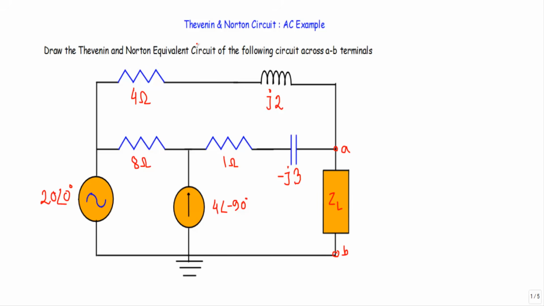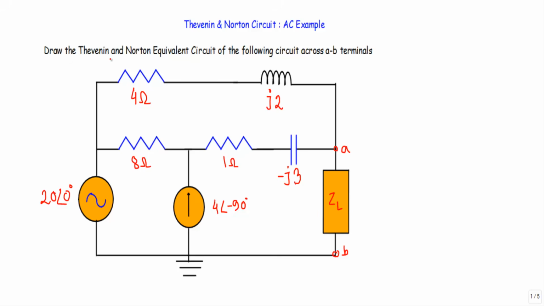In this video, I will show you an AC circuit example in which we will reduce the entire network to a Thevenin equivalent circuit and a Norton equivalent circuit. As the Thevenin and Norton equivalent circuits are dual of each other, that means if I can draw the Thevenin equivalent circuit, I can easily draw the Norton equivalent circuit, or if I can draw the Norton equivalent circuit, I can easily replace that with a Thevenin equivalent circuit.